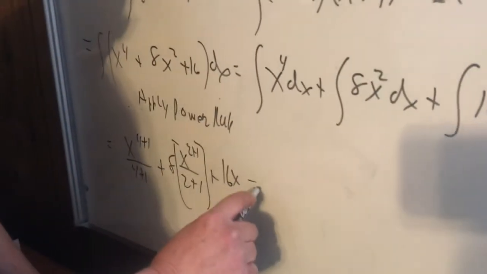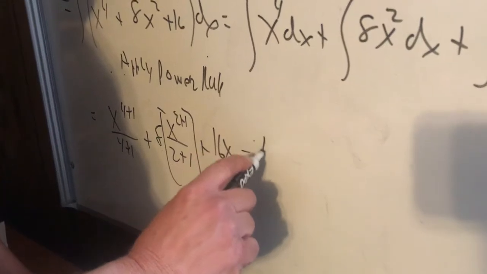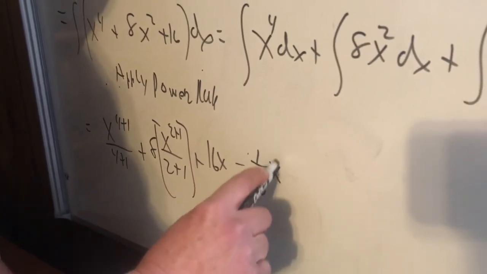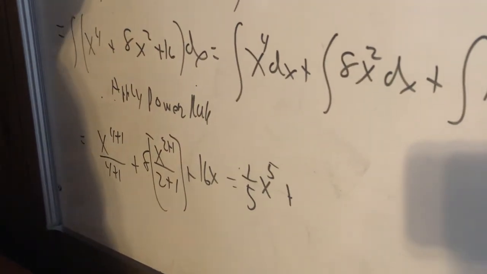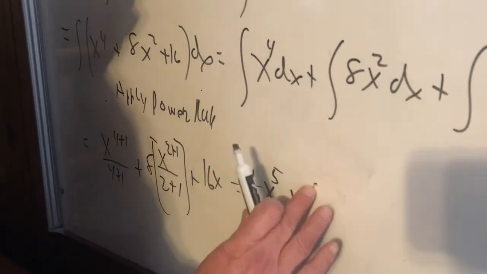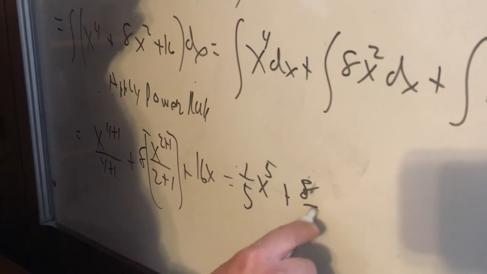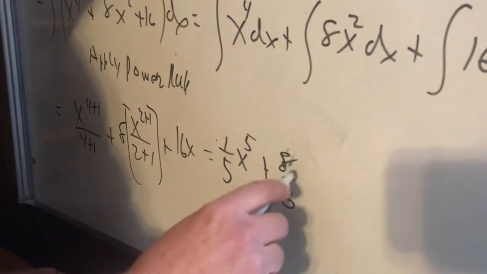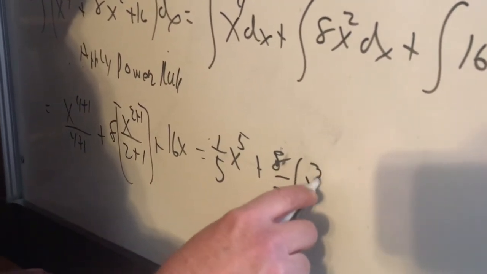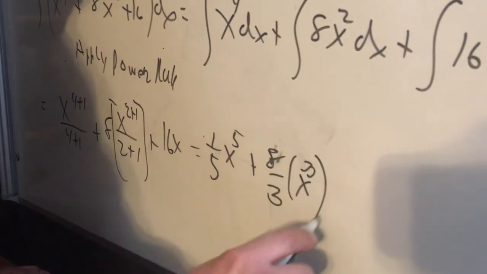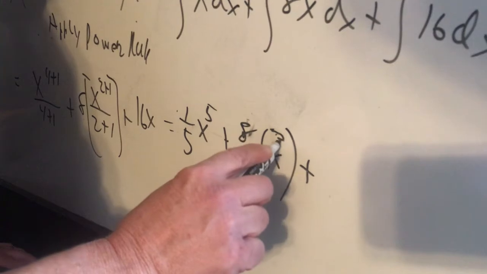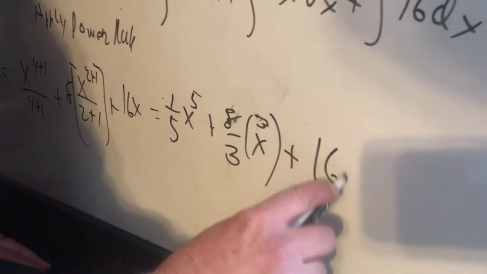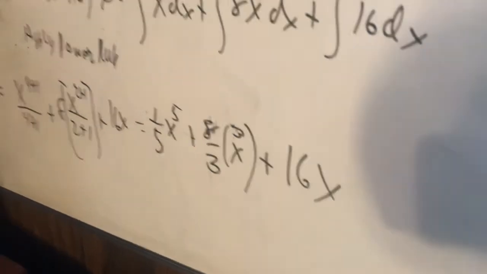So this is going to become 1/5 x to the 5th plus 8/3 x to the 3rd plus 16x. When I get down here, I get sloppy. Well, let's check to see if that's right.